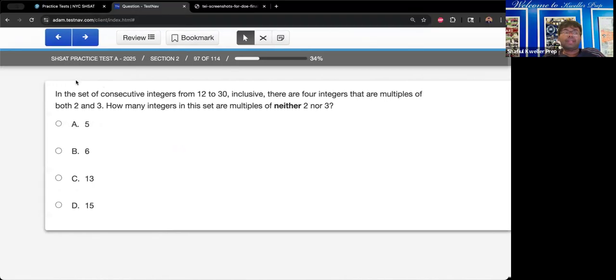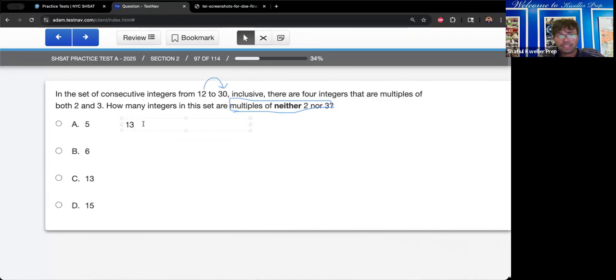Okay, so let's write out all the integers, and we only want to include integers that are multiples of neither 2 nor 3. So we go through from 12 to 30 and only include numbers that are not multiples of either one. We start with 13. 13 is not a multiple of either one. We don't include any even numbers because even numbers are always divisible by 2. So 13 is the first one.